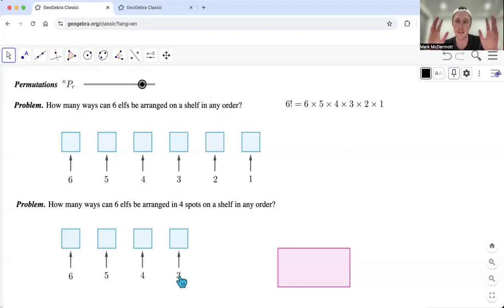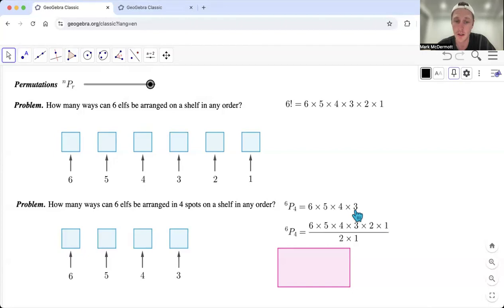We can work this out. It's obviously going to be less than 720, our previous answer. And this is actually this notation here, which we would read as n permute r, or in our case, 6 permute 4: 6 elves to choose from, 4 spots. So 6 times 5 times 4 times 3 is going to be our answer. Before we get that, let's just think about what it is. That's 30 times 4 is 120, times 3 is 360. It's 360 ways to arrange 6 elves into 4 positions.